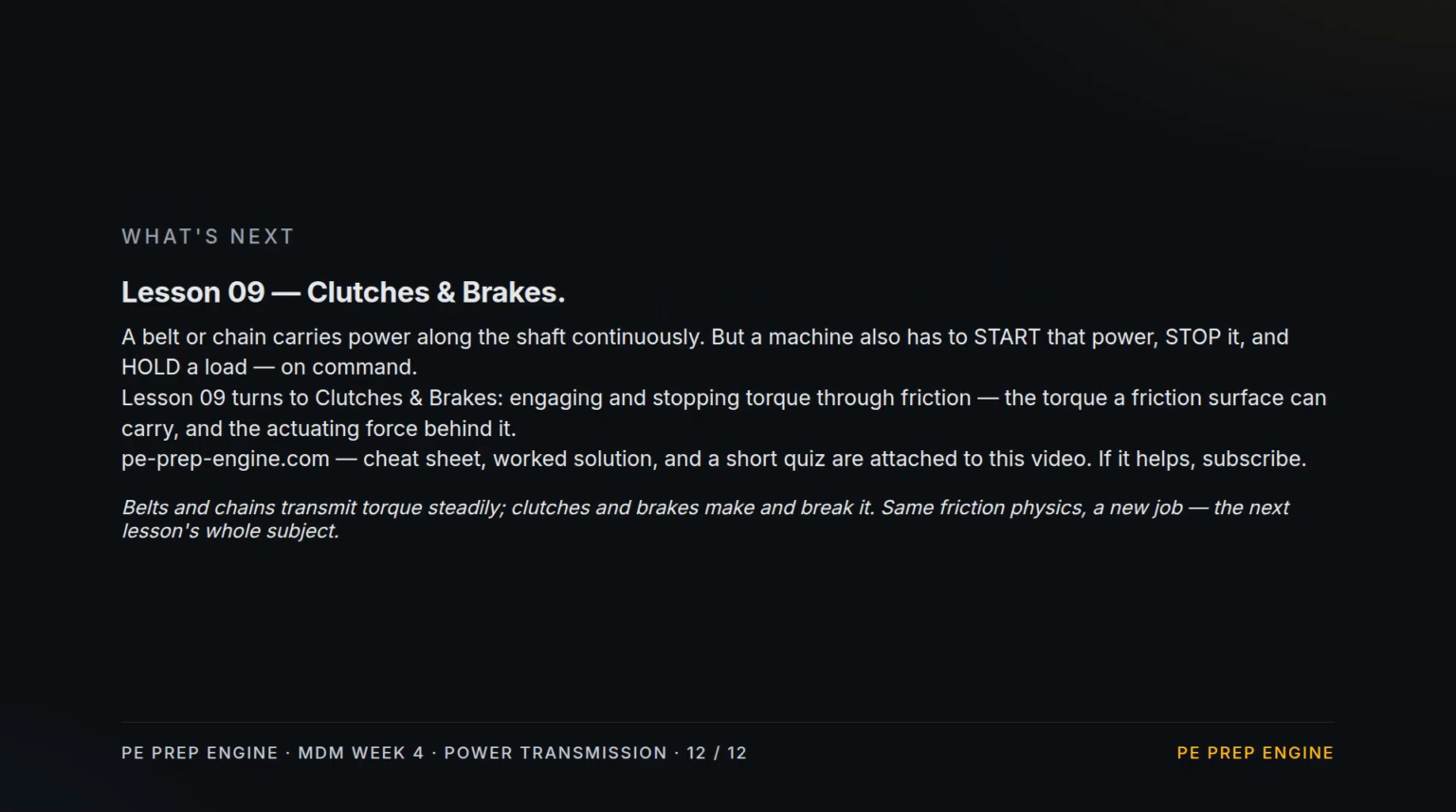Next up, Lesson 9. Clutches and brakes. Belts and chains carry power along the shaft continuously, but a machine also has to start that power, stop it, and hold a load on command. A clutch engages torque through friction, and a brake absorbs it. The same friction physics, a new job.